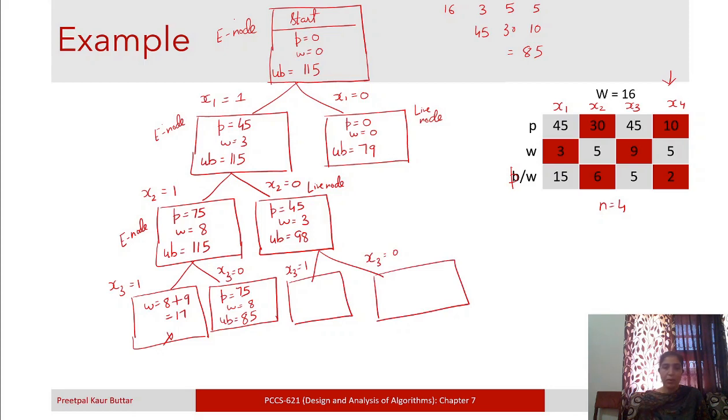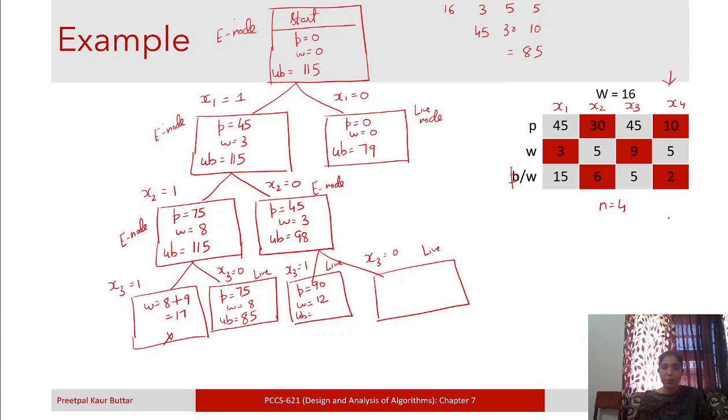Okay, so this is now not a live node anymore, this is an E node. And these two nodes will become our live nodes. This is also a live node, this is also a live node. Here x3 is 1, it means we are picking x3. So when we are picking x3, the previous profit plus the new profit will be the total profit. The previous profit is 45 and we are picking x3, so 45 plus 45, total profit will be 90. And the previous weight is 3 and the weight of this item is 9, so the total weight will be 12.